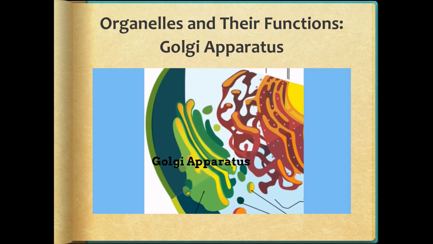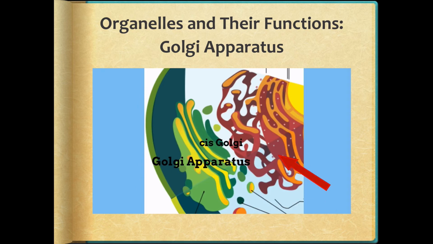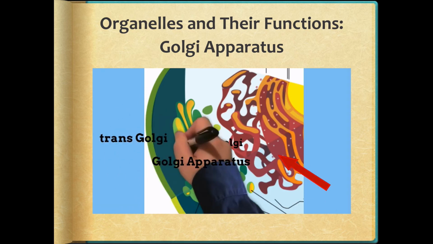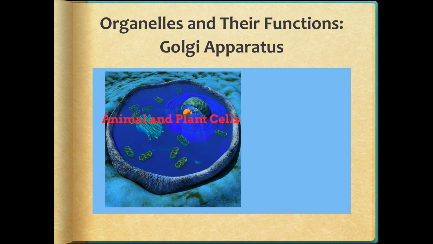But first, where is the Golgi apparatus located? It is located by the ER. The side closest to the ER is called the cis Golgi, and the outside is called the trans Golgi. It is found in all eukaryotic cells, so it's found in plant and animal cells.